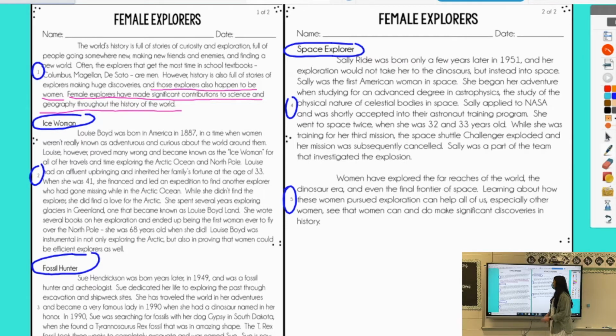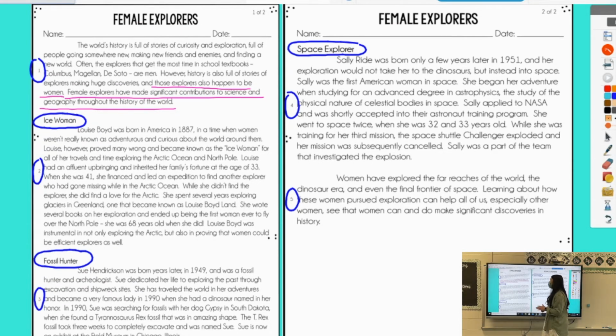Louisa Boyd was born in America in 1887, in a time when women weren't really known as adventurous and curious about the world around them. Louisa, however, proved many wrong and became known as the Ice Woman for all of her travels and time exploring the Arctic Ocean and North Pole. Female explorers is probably our topic, okay?